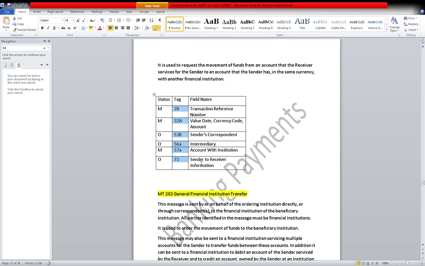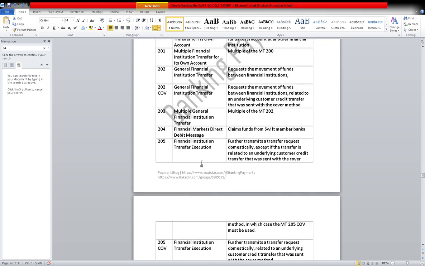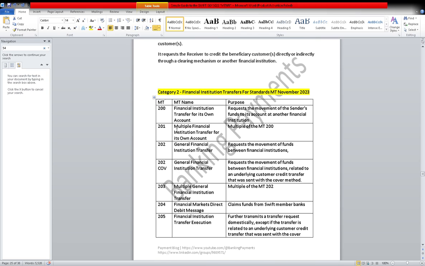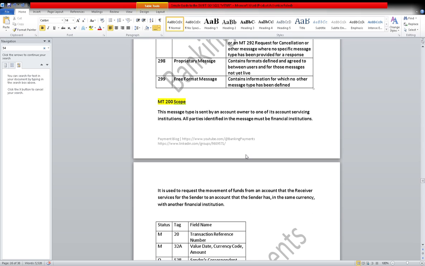Now MT202. And again, which we have just discussed some time before, it is for multiple transfers. This is a single transfer, this is a multiple transfer, meaning multiple accounts are involved here. Okay, but our important message will start now.